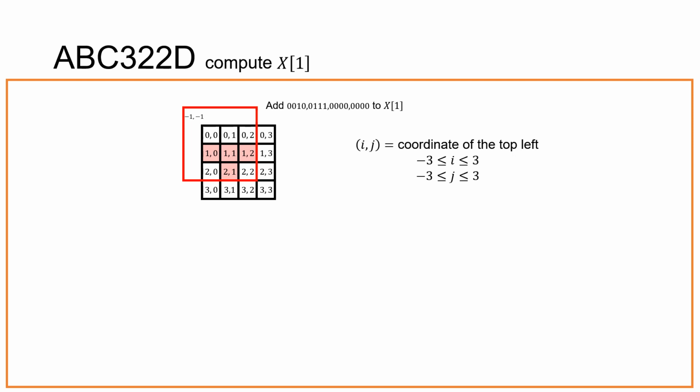Then, regarding the lead frame as a new grid, doesn't it appear as if the polyomino has moved? This is how to consider translations. So we must check all possible ways to place the lead frame on the plane. And to do that, we only fix the coordinate of the top left. And if it contains the full polyomino, add the corresponding number to x of 1.